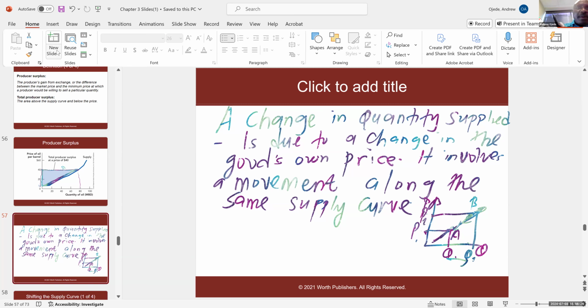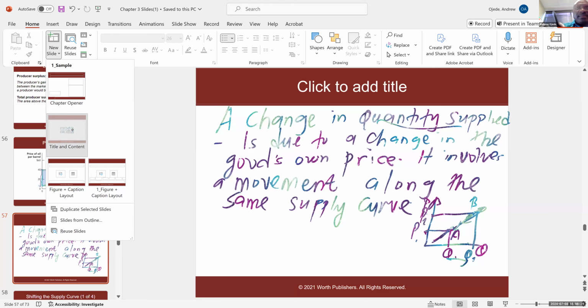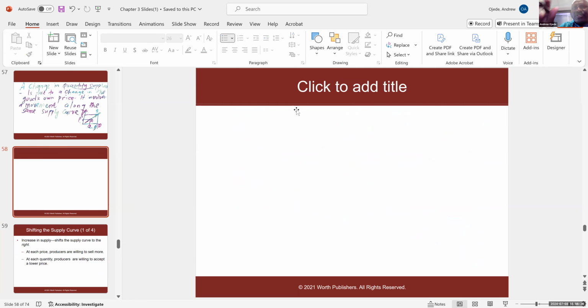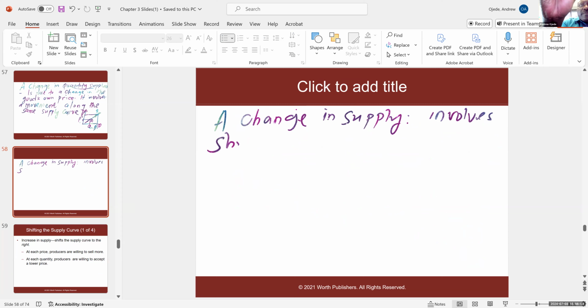a change in supply, remember, here we were invoking the word quantity. But when you just say a change in supply, that is not due to a changing price. It's not due to a change in the good's own price. A change in supply involves shifting the entire supply curve, whether to the right or to the left, depending on the direction of change. Entire supply curve.